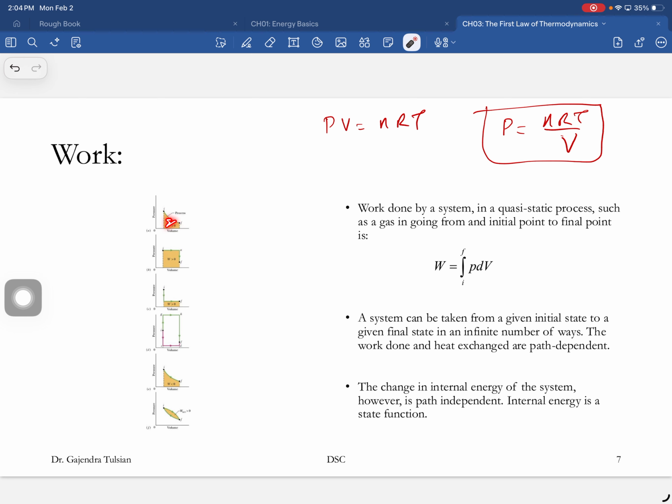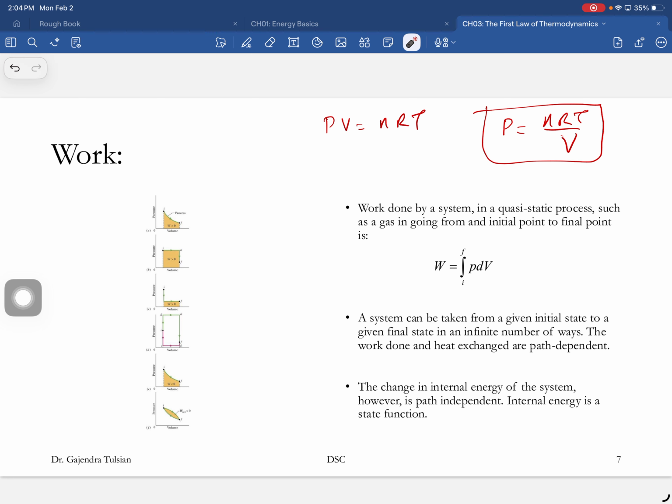So here's a PV diagram. What does that tell you? What is your system? Your thermodynamic system is a gas. If it was a solid or a liquid, you wouldn't be using PV diagrams to describe various processes. So our system is a gas. We're going to use a PV diagram to describe various processes, and these are some processes that you have to know about.